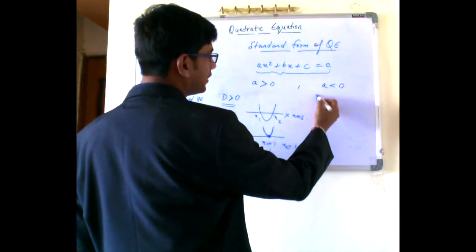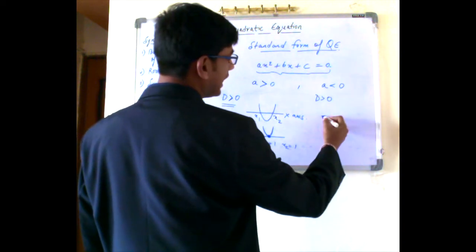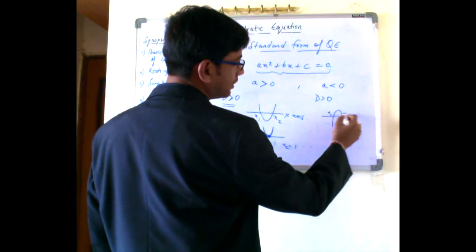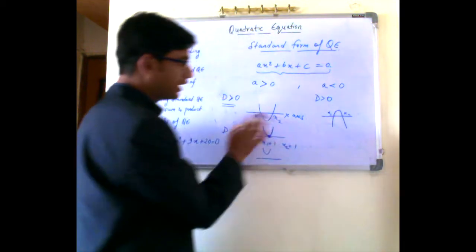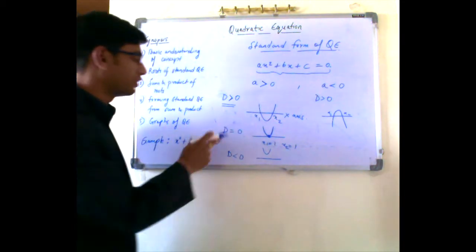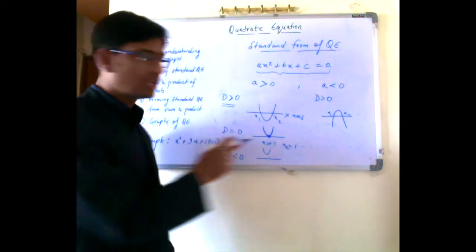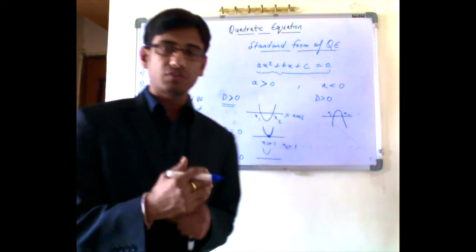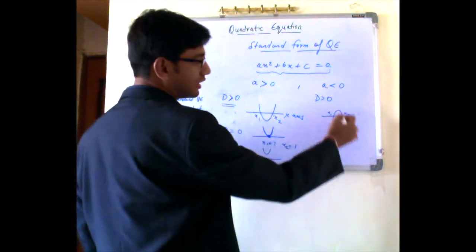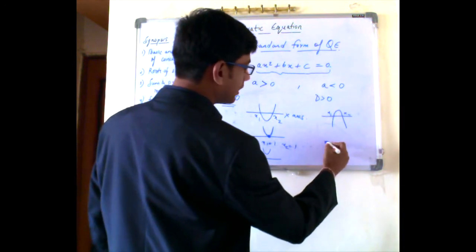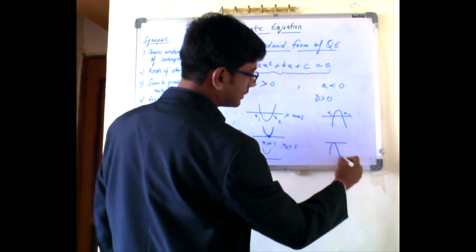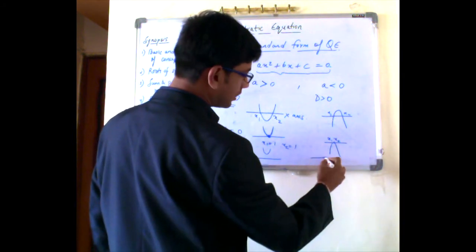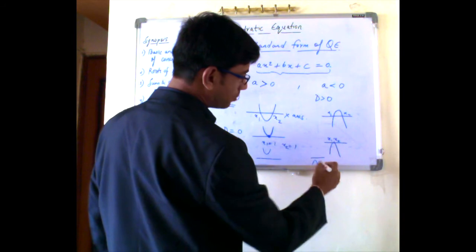If I have d greater than 0, I have a parabola that is like this. This would be my x1, this would be my x2. We took time here to understand d greater than 0, d equal to 0, and d less than 0 when a was greater than 0. It's on similar lines when a is less than 0, only the direction of the parabola reverses. Here it's cutting at x1 and x2. When it's like this, x1 and x2 are equal. And in the third case, there are no roots, so it is a downward opening parabola.